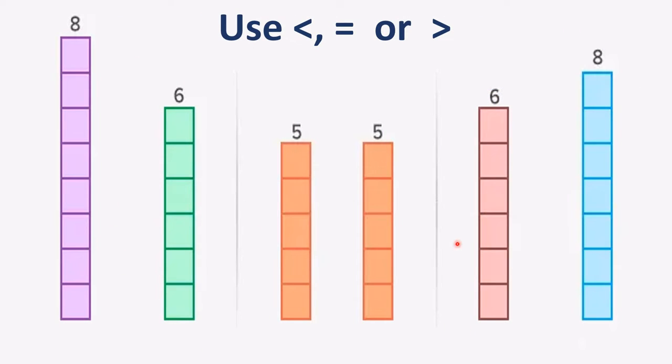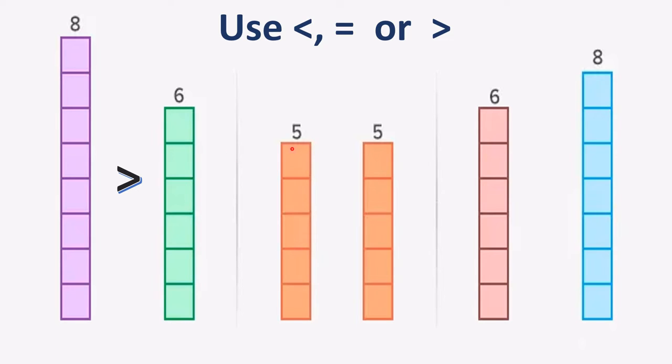Here you can see some columns. 8, 6. Correct? Compartments are there. 5, 5, 6, 8. Now here we have to use less than, equal to or greater than symbols between these two columns. Come on. Here 8 is the first number and 6 is the second number. Come on, tell me. Is 8 greater or 6? Yeah, correct. 8 is greater. So you are going to use the greater than symbol, isn't it? So 8 is greater than 6.